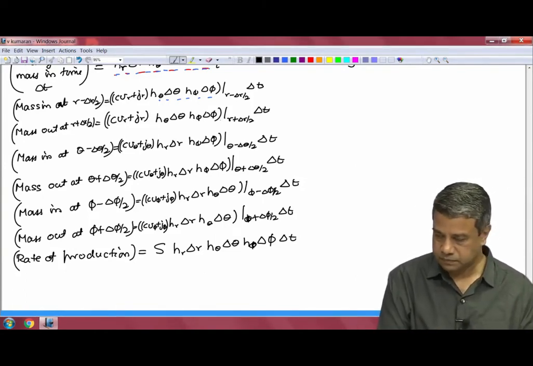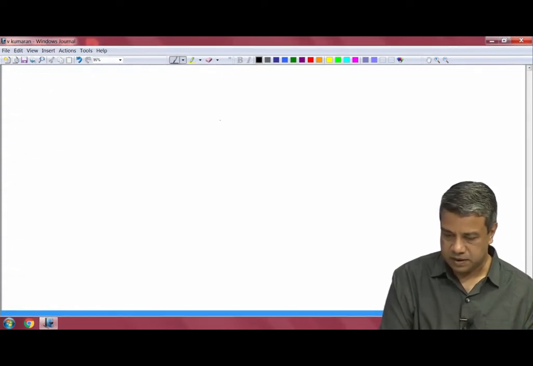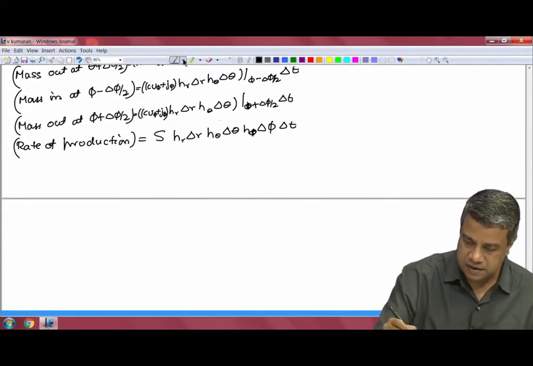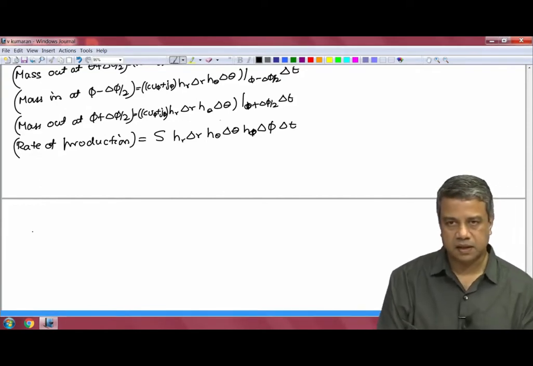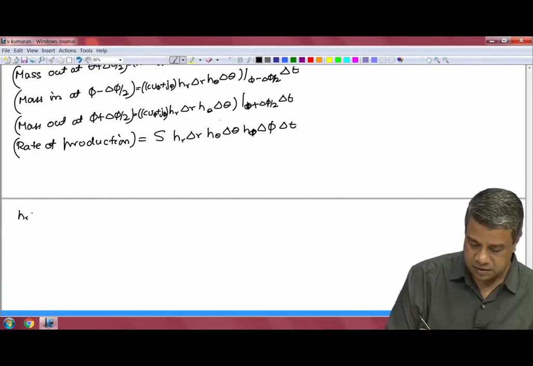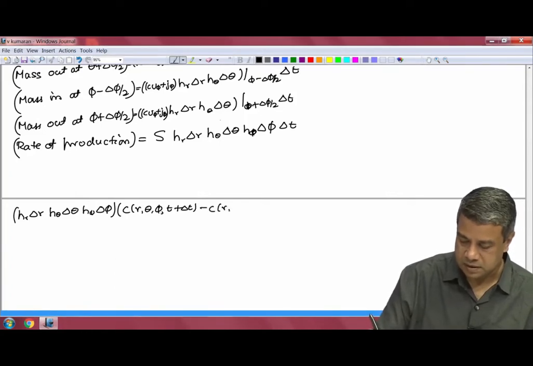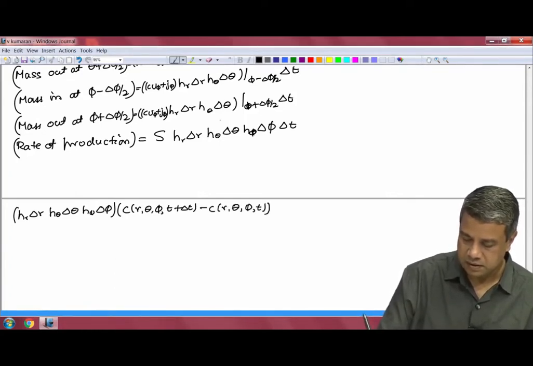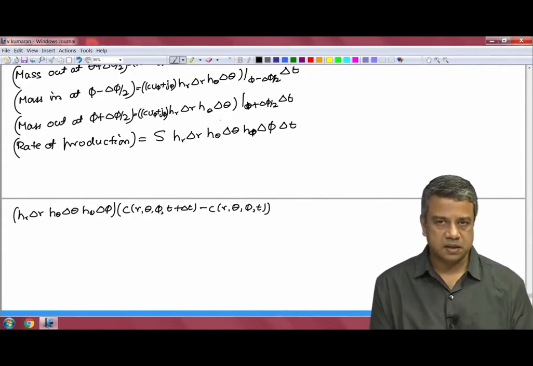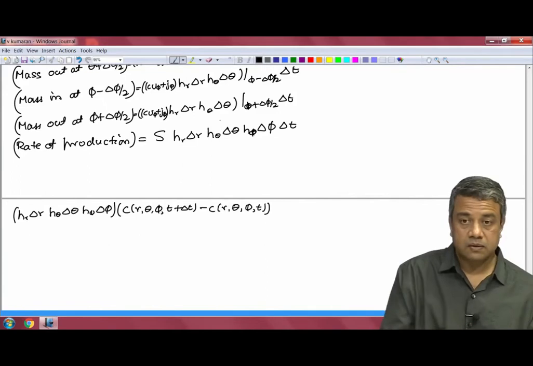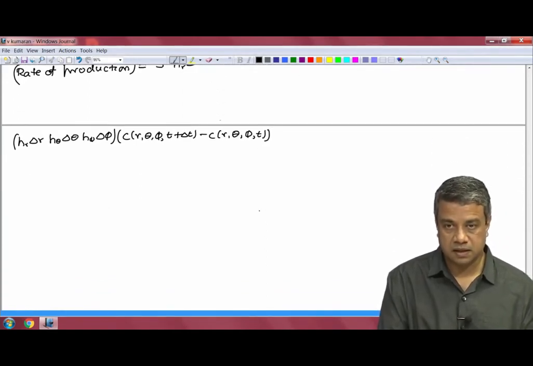So, now we have to put all of these together. On the left side is the change in mass in a time delta t. That is hr delta r h theta delta theta h phi delta phi, the volume, into the concentration at t plus delta t minus the concentration at r theta phi t. That is the change in mass in a time delta t, which is equal to the mass in minus the mass out at the two surfaces.